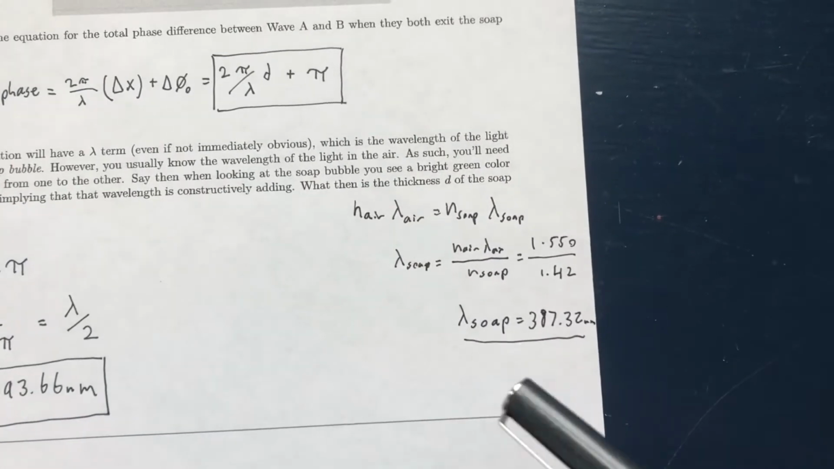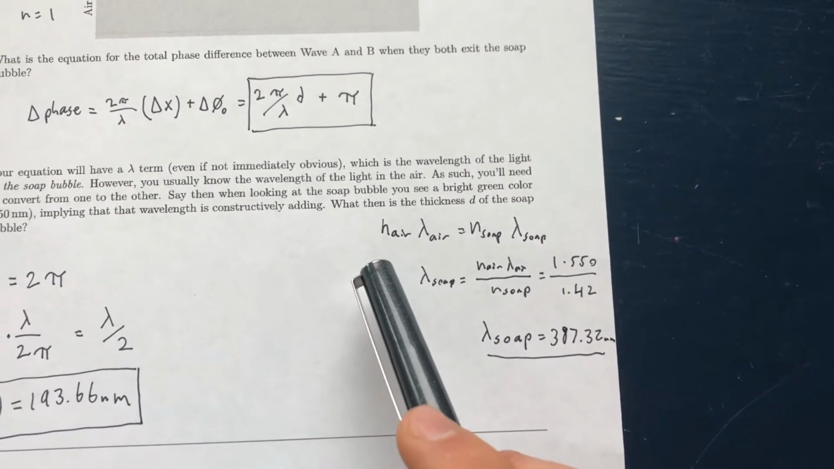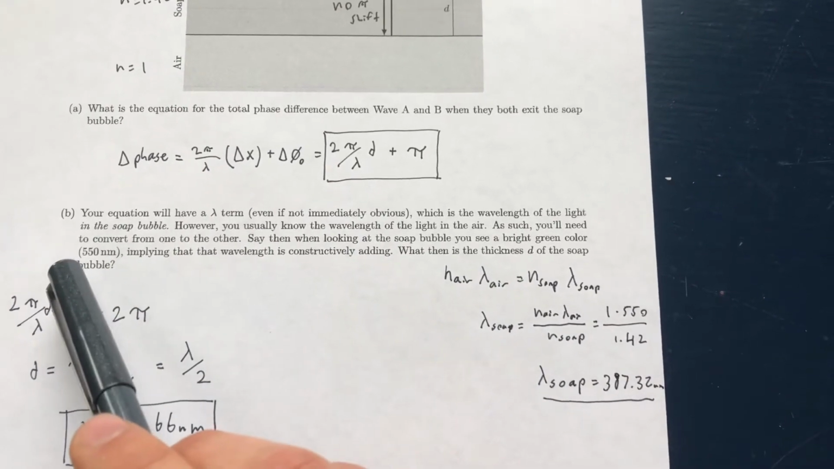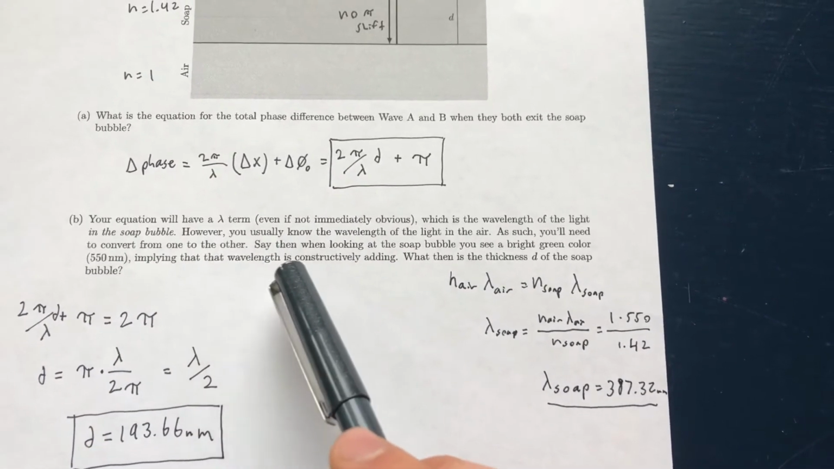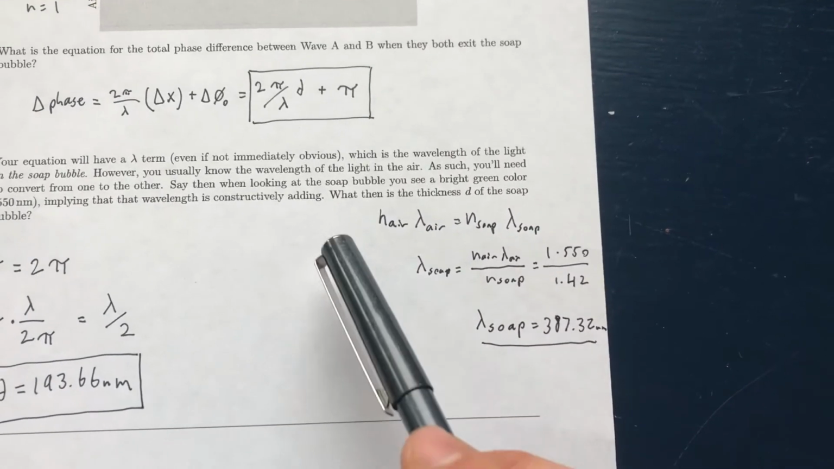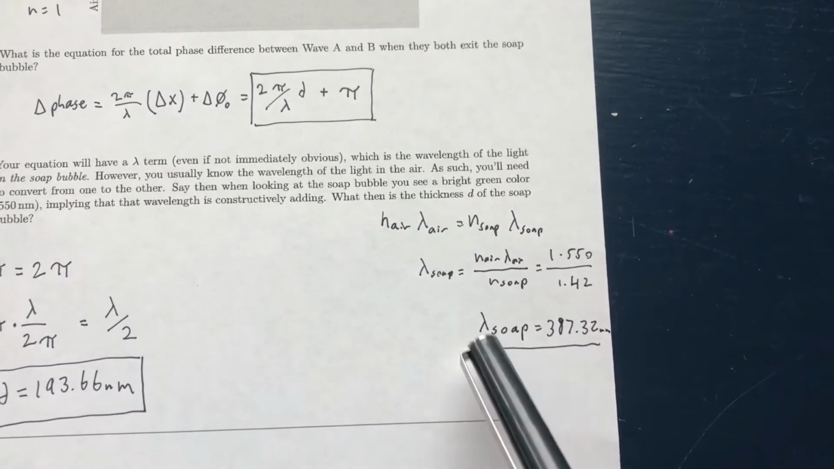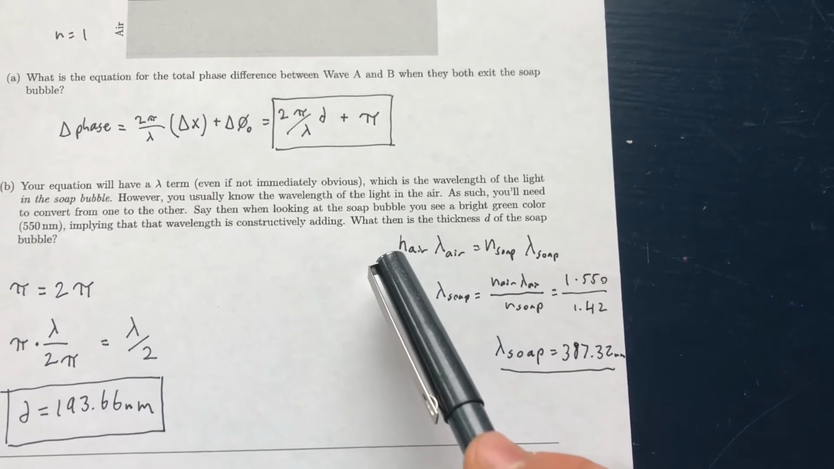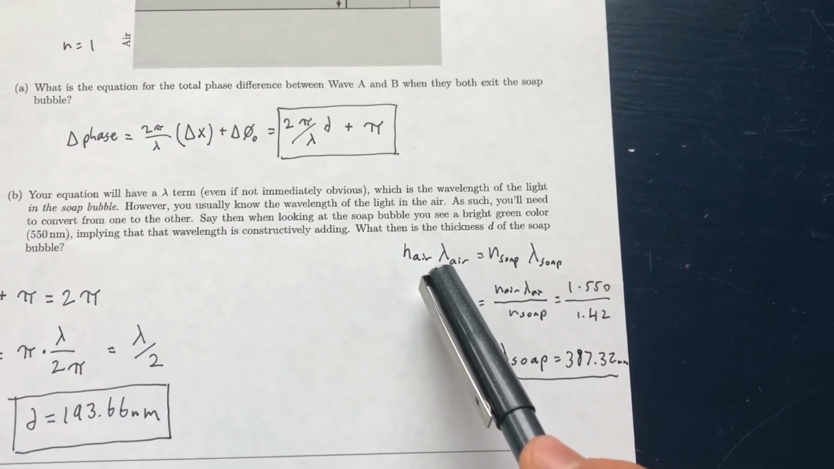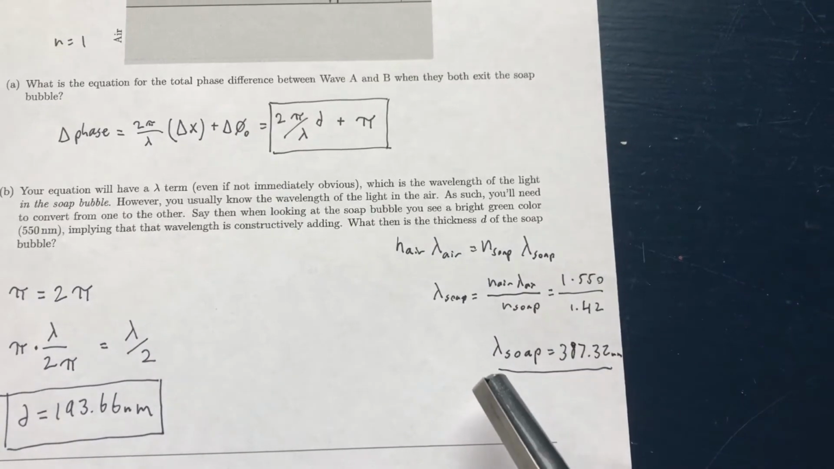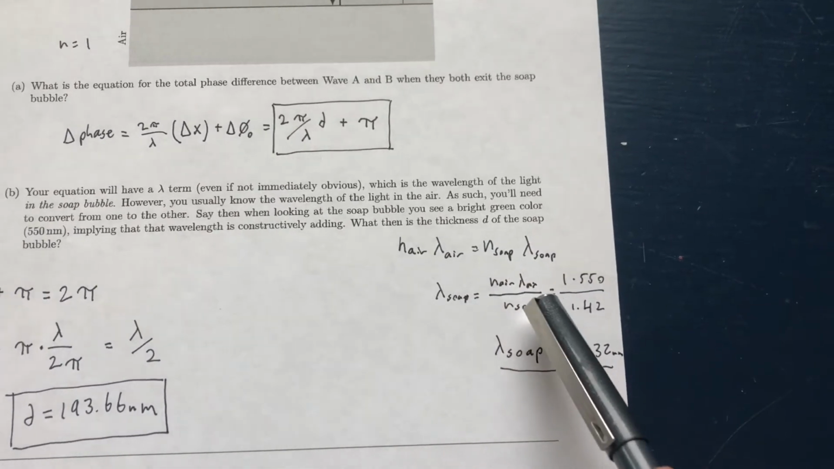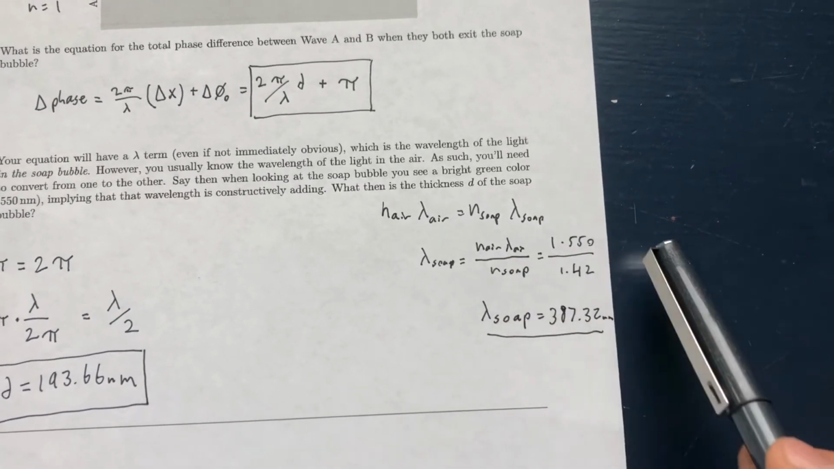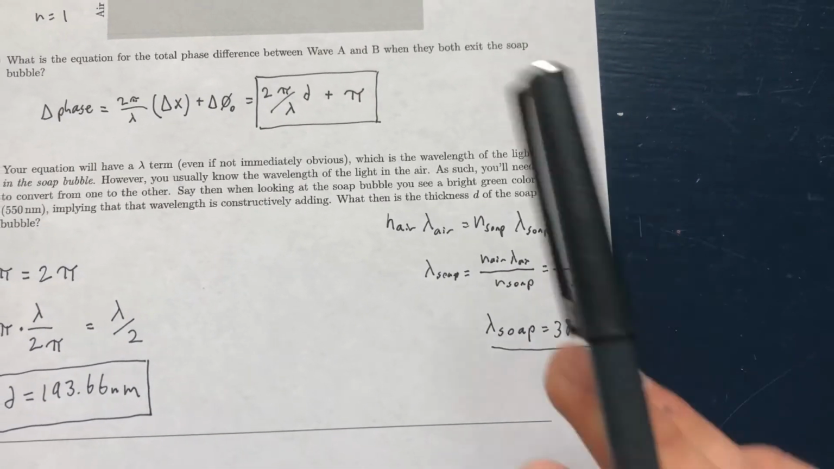So we come down here, and the first thing to do is to calculate, so we're given, obviously because we see green, 550, that means that's the wavelength in the air, so we have to calculate the wavelength in the soap, and we use this equation right here, saying that the index of refraction times the wavelength is going to be equal in both situations. We do some algebra, and we end up getting the wavelength in the soap is this number, 387.32 nanometers.